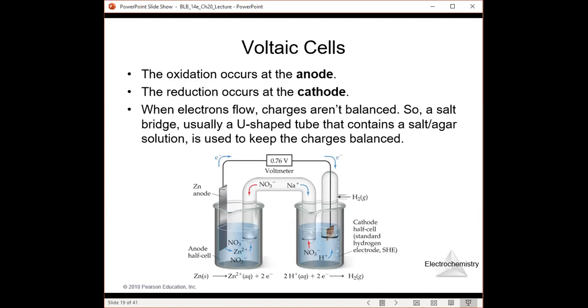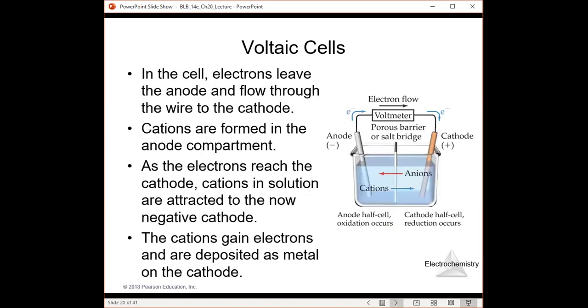So what we usually do is put potassium nitrate in there in order to keep it balanced. So this is what you guys were going to do in the lab. You were going to set up something very similar to this and actually run that. And so that was one of the things that I really was looking forward to. Now, what happens with this? Because we're going to talk about batteries at the end.